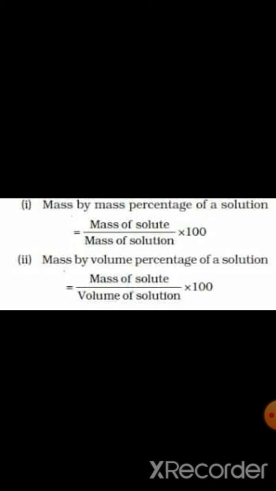The second formula is mass by volume percentage of a solution. It is equal to mass of solute by volume of solution into 100. Here you are writing mass of solute present in a given volume of solution, and then you are multiplying with 100 to get the percentage.